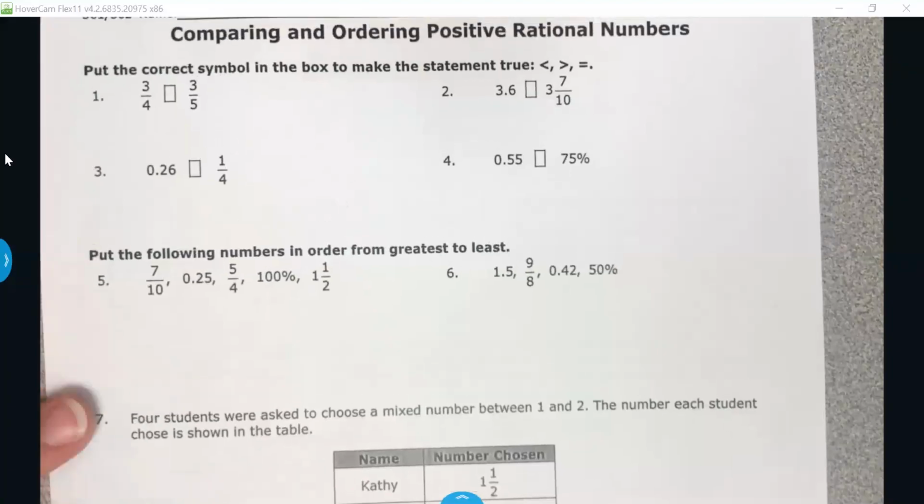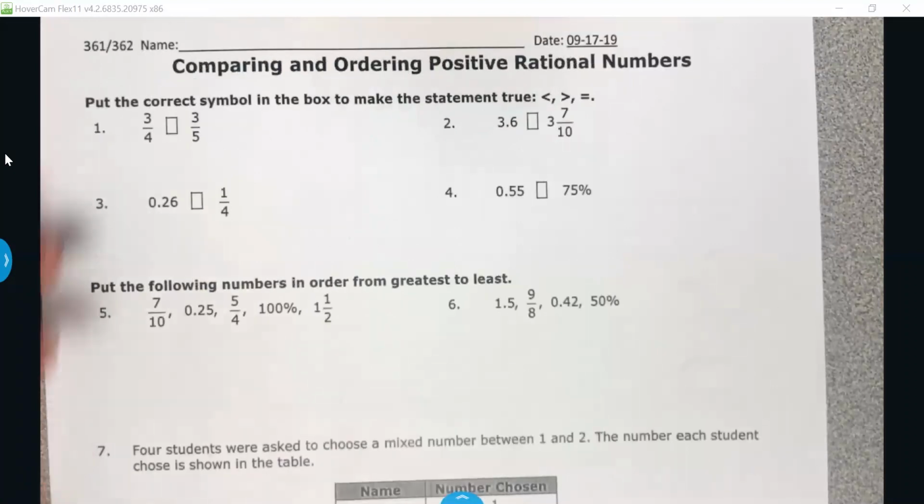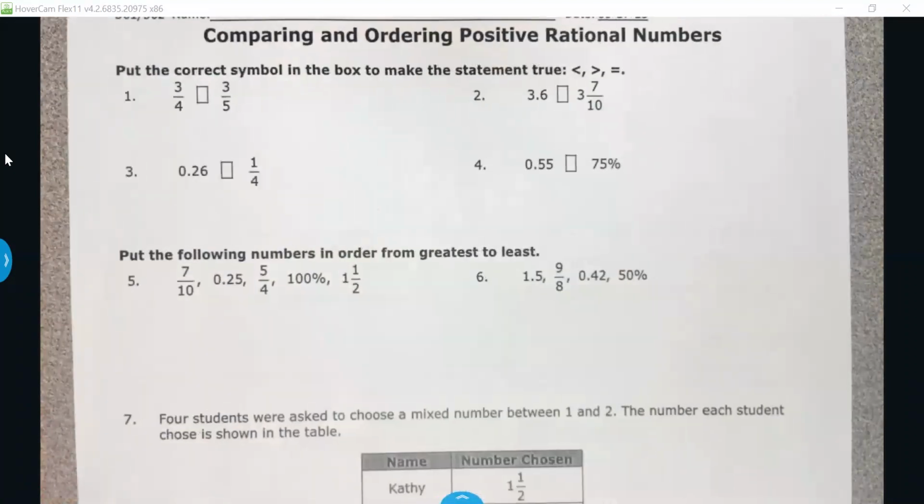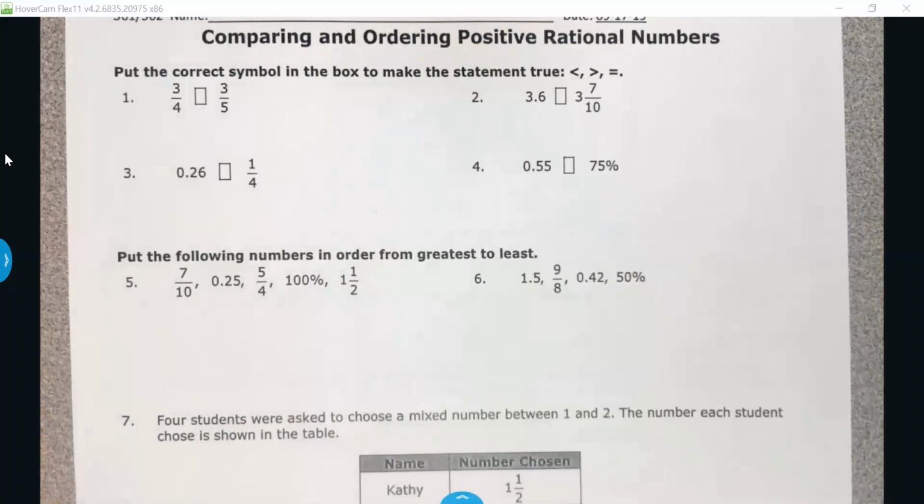Okay, we're going to go over comparing and ordering positive rational numbers. What we do not finish or run out of time for, the rest will be homework. However, I wanted to get you started because I wanted to go over a couple of tricks. I call them tricks, but they're tricks that I use in class that really help me figure these out.